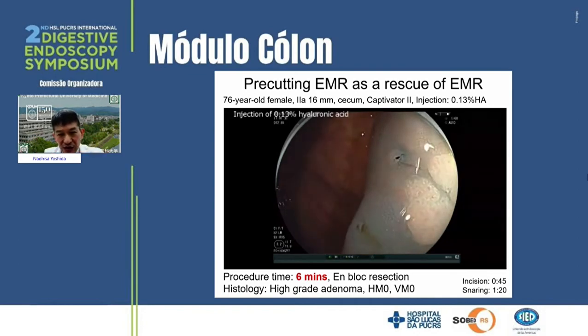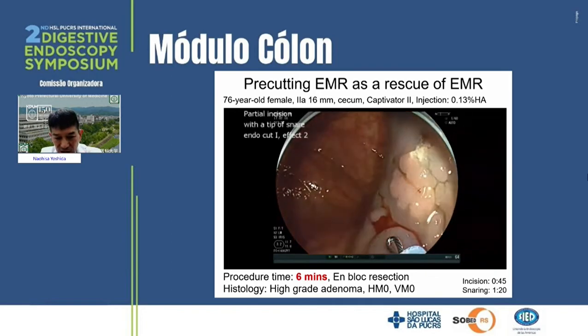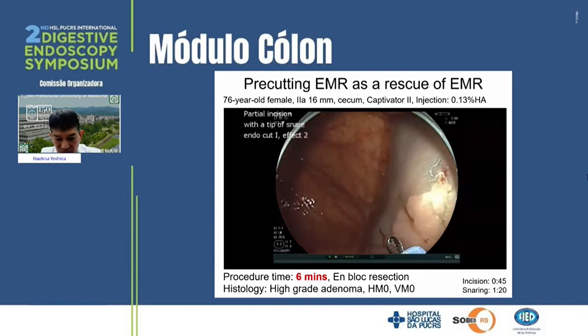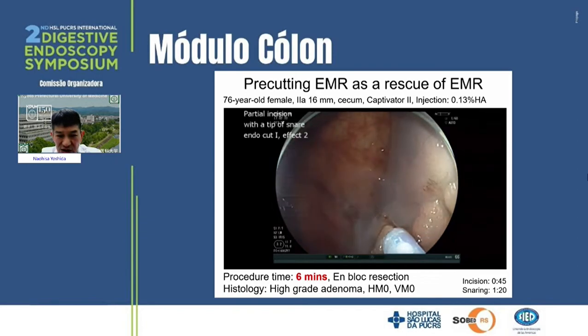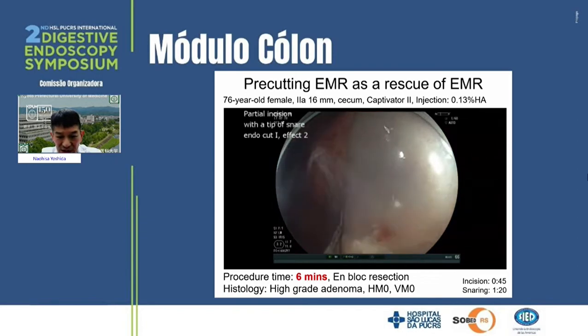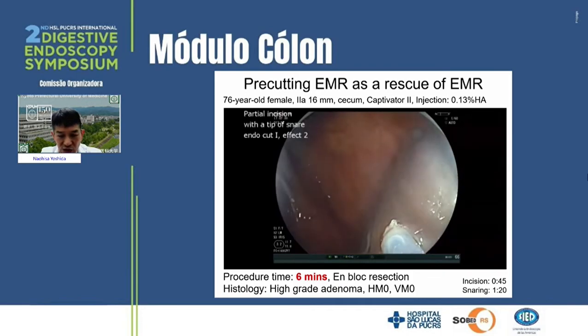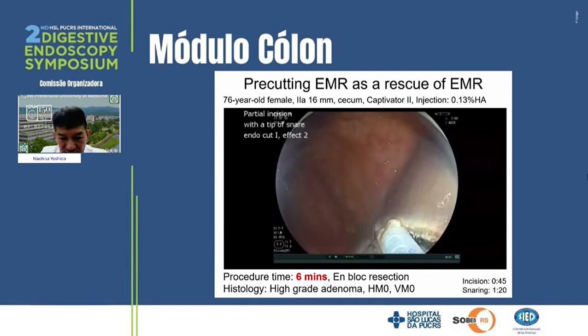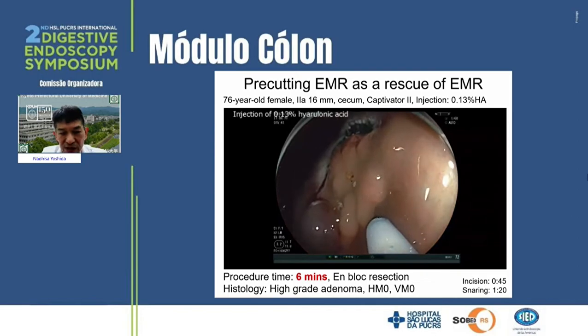So additional hyaluronic acid was injected. And then we used a tip of snare and mucosal incision was performed like that. And in this case, the location was not so bad. So we performed partial mucosal incision like that. And then snaring was performed after additional injection.